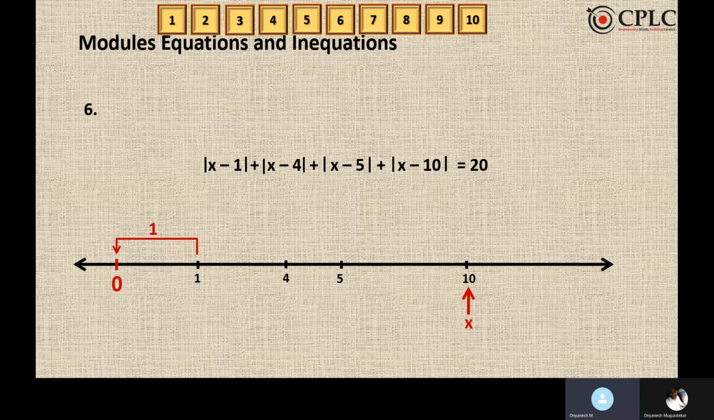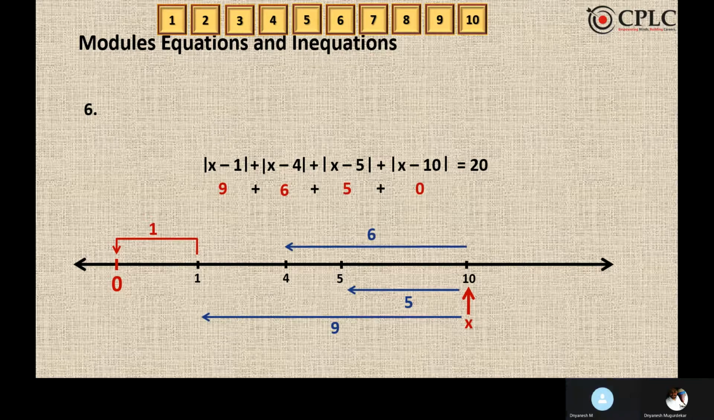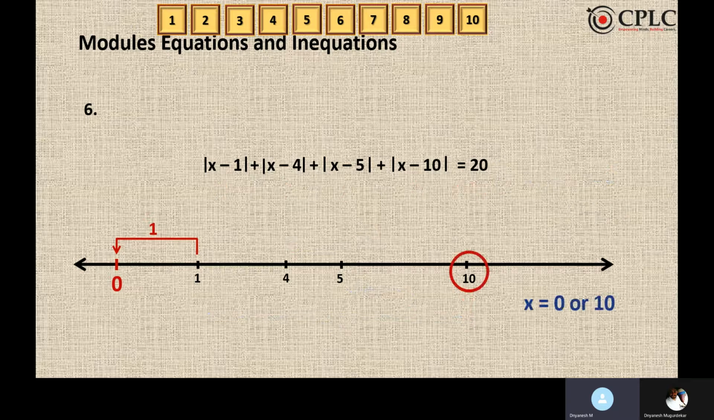Same process has to be repeated for the other extreme value, which is x is equal to 10. When you substitute x is equal to 10 in the original expression, you will get the value as 20 itself. And the difference between the original value and the given value is 0. That means from 10 as a point, we don't need to go anywhere ahead. We just need to stay then and there itself. So the second value of x that will satisfy this equation is x is equal to 10 itself, because the difference was 0. So x is equal to either 0 or x is equal to 10. These are the two values that will satisfy this modulus equation.